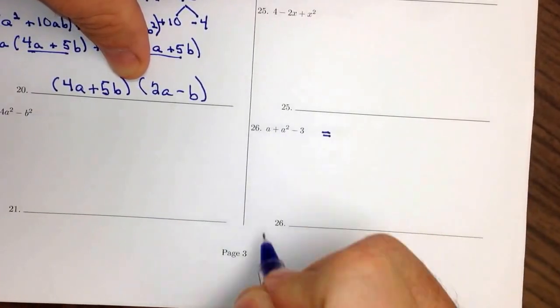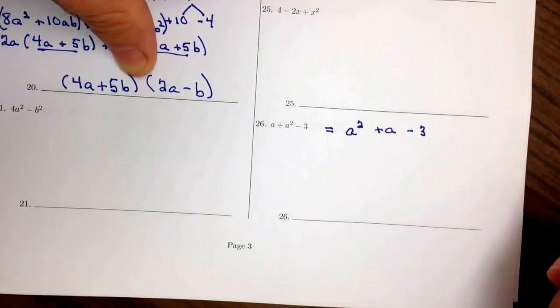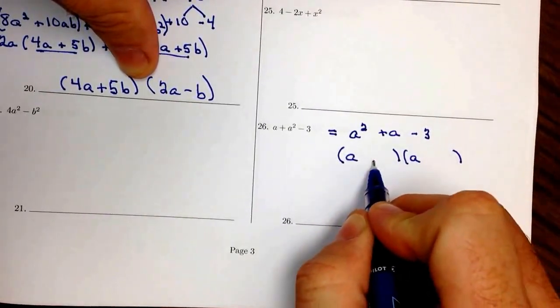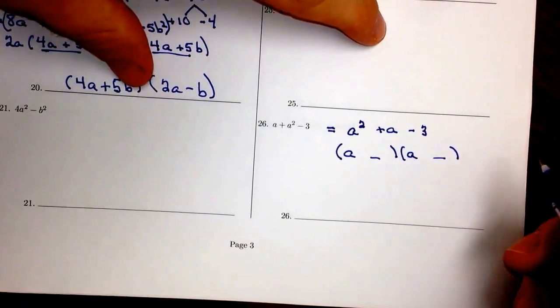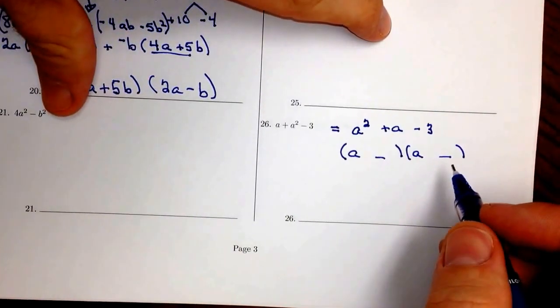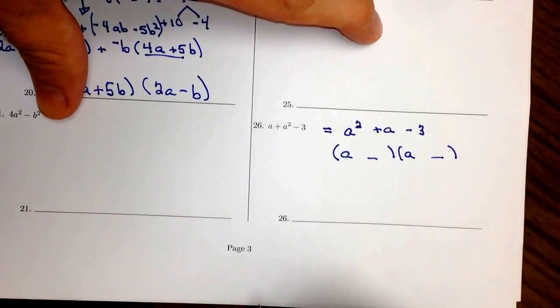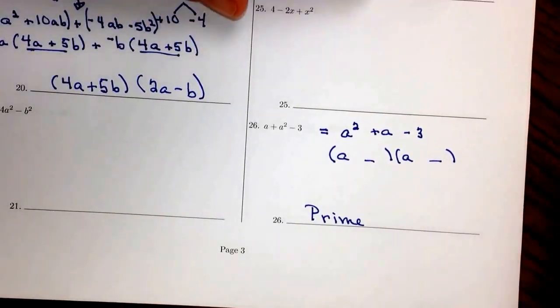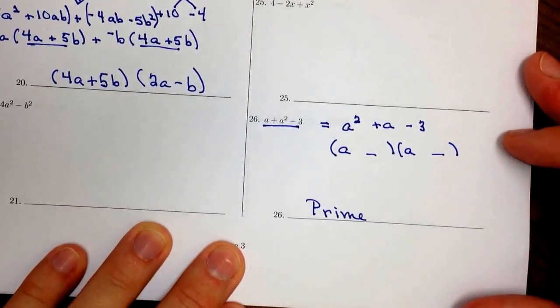Alright, what about number 26? First thing I want to do is rewrite this because it's not in a good order. So we're going to write it as a squared plus a minus 3. Now we know that the a is going to have to come first. But then what two numbers multiply to negative 3 that add up to positive 1? I don't think there are any. So in that case, when I can't factor this any further, this thing's going to become prime. That's the appropriate terminology. Just like 3 is a prime number because its only factors are 1 and itself, this is a prime polynomial because its factors are only 1 and itself.